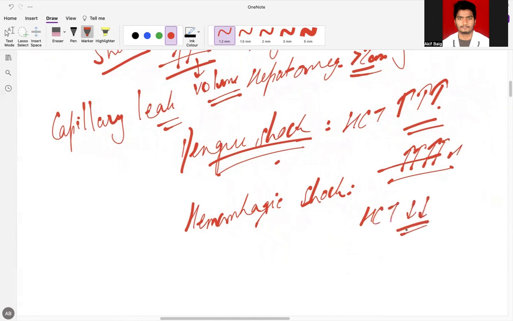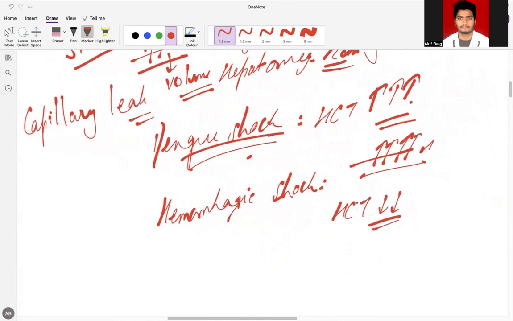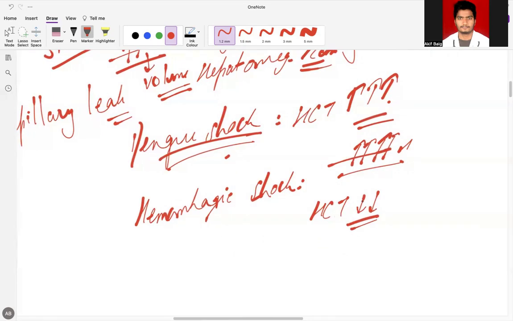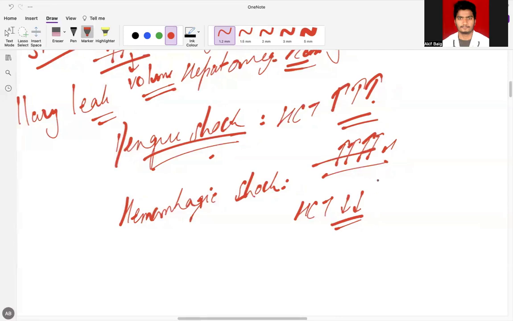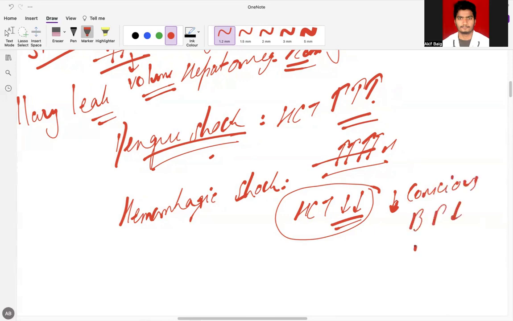So many times, we feel that hematocrit is decreasing, that means PCV is decreasing, and we feel that the patient is improving, but you should also see clinically. Suppose you give IV fluids and hematocrit is decreasing, and along with that the patient is conscious, BP is good, urine output is good. If all these are favorable, that means the patient is having a good prognosis.